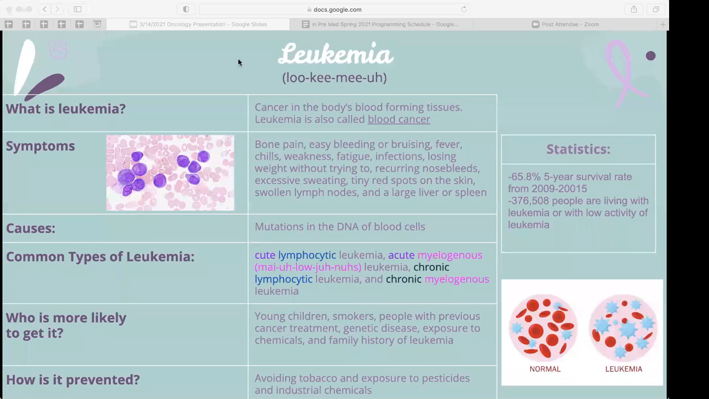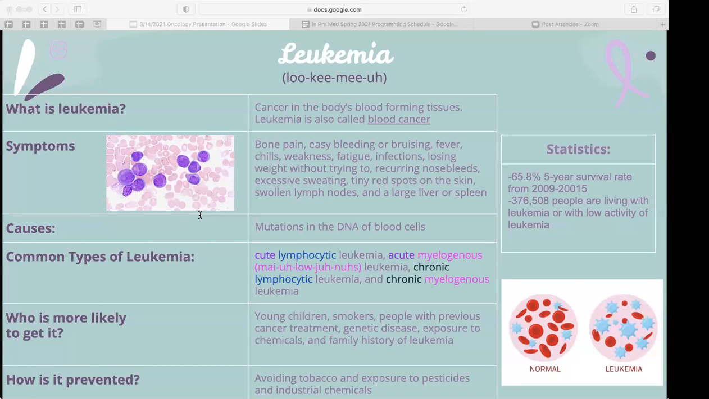Next, we'll discuss the symptoms of leukemia. All symptoms of the disease will depend on the type, so these symptoms are the most common leukemia symptoms. These include tenderness or pain in the bones, easy bleeding or bruising, fever, chills, weakness, constant fatigue, frequent or severe infections, losing weight without trying to, recurring nosebleeds, excessive sweating, especially at night, tiny red spots on the skin, swollen lymph nodes, and a large liver or spleen.